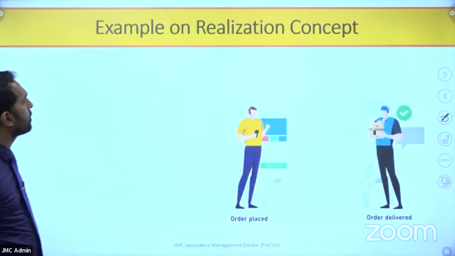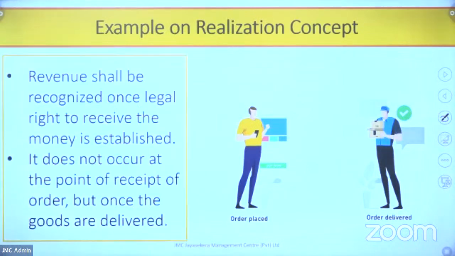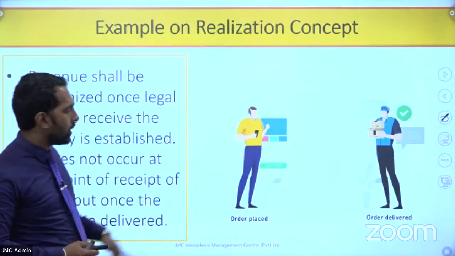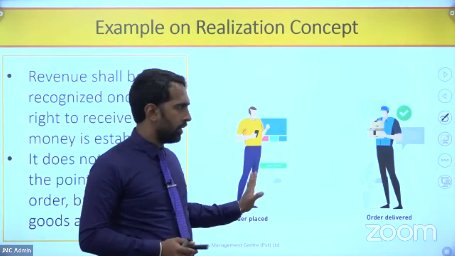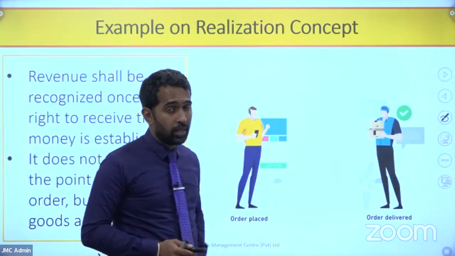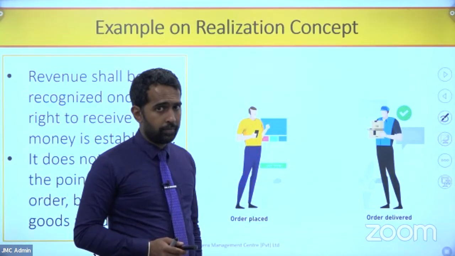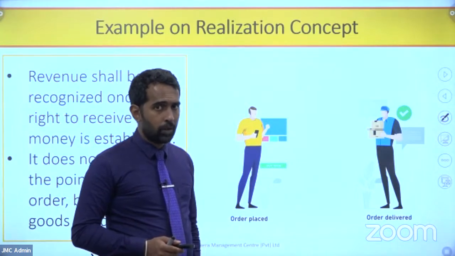That's the whole idea. Example of realization concept. Revenue shall be recognized once the legal right to receive the money is established. It does not occur at the point of receiving the order, but once the goods are delivered. We don't generate income just because we received an order. Income is generated when the order is delivered. Right? Okay.